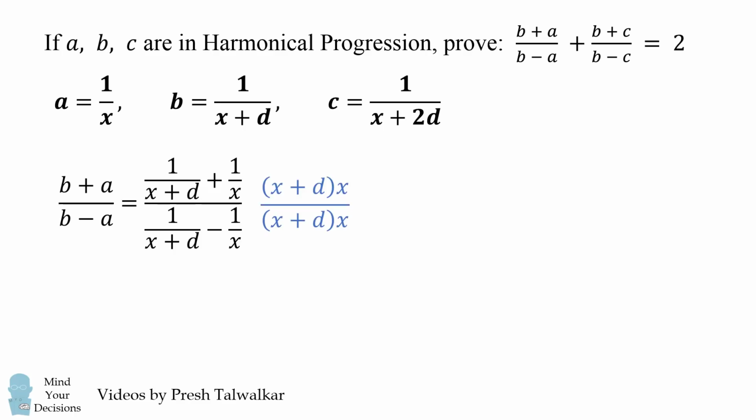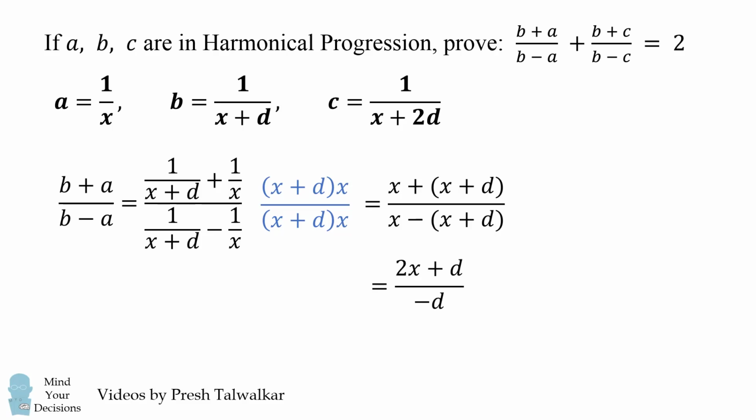We'll multiply the numerator and denominator by the quantity x plus d times x. This simplifies the numerator to be x plus the quantity x plus d, and the denominator becomes x minus the quantity x plus d. The numerator becomes 2x plus d, and the denominator becomes negative d. So we have the opposite of the fraction 2x plus d all over d.